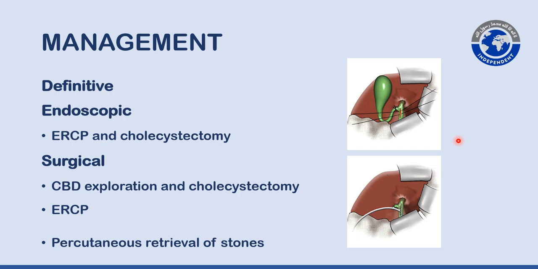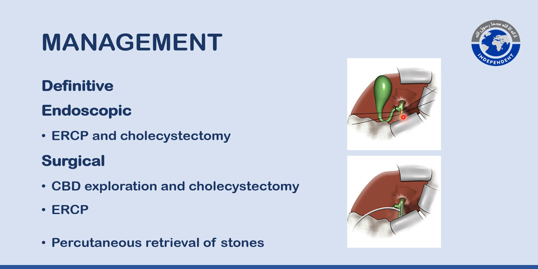The definitive management can be endoscopic or surgical. Definitive management includes cholecystectomy. So we can take an endoscopic approach in which ERCP and cholecystectomy are performed. And the next is the surgical approach in which the CBD, or common bile duct, is explored.